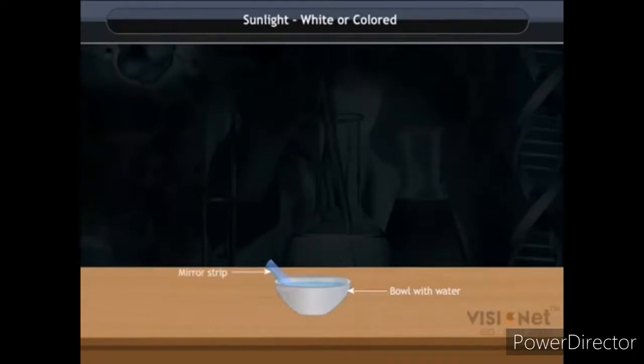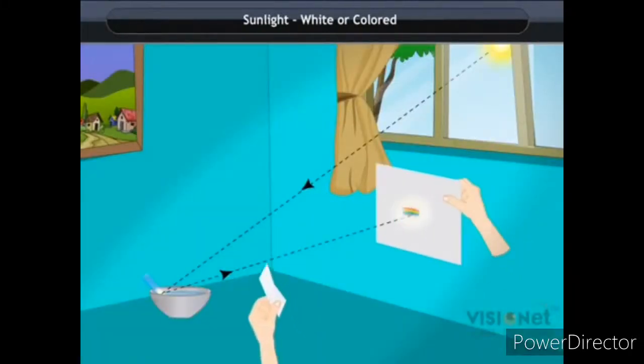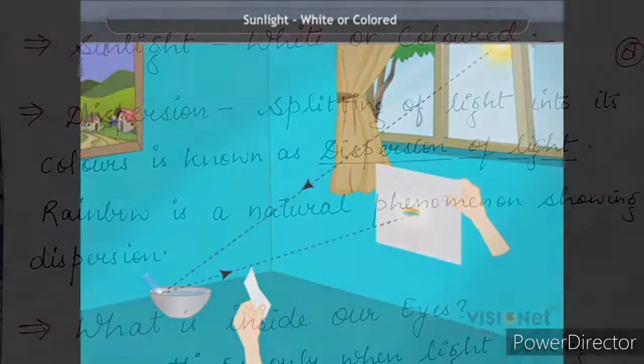Now take this setup to a place where plenty of sunlight is coming. Adjust the setup such that whatever is reflected by the mirror falls on the wall or some screen, which should be white in color. What do you observe? We observe the 7 colors instead of white light on the wall. Hence, we have made a setup to see the dispersion of light on our own.